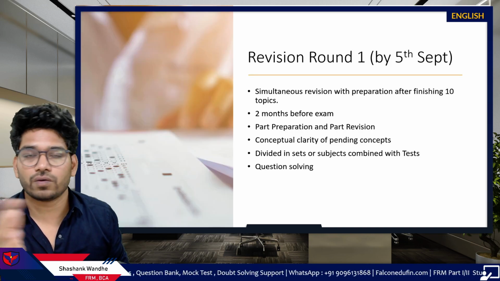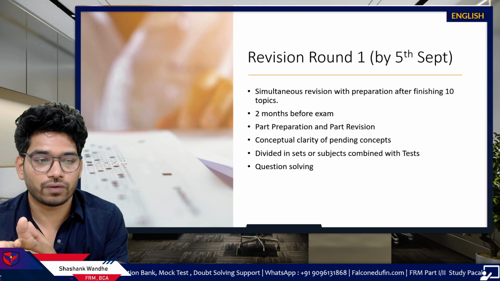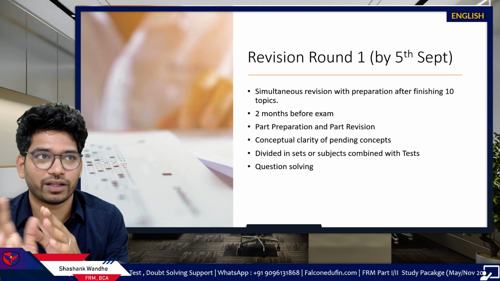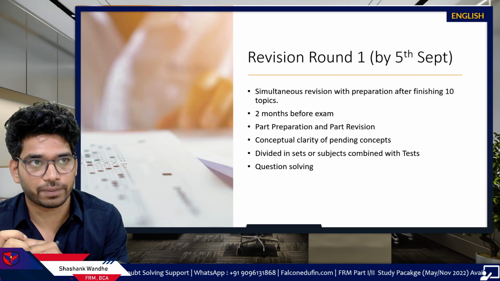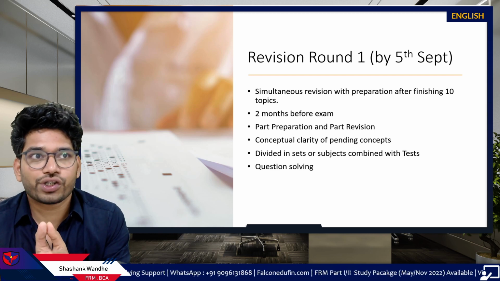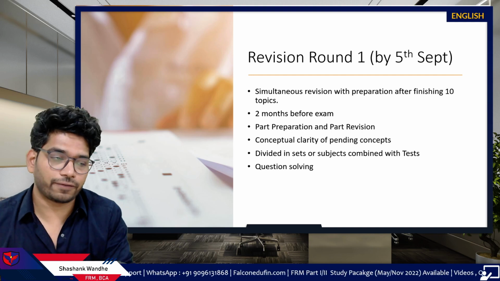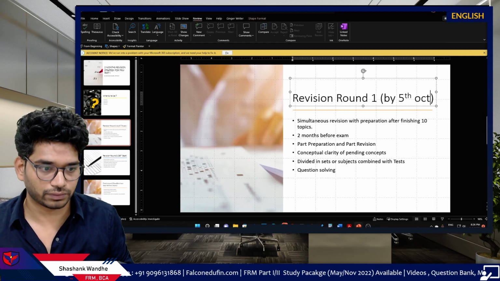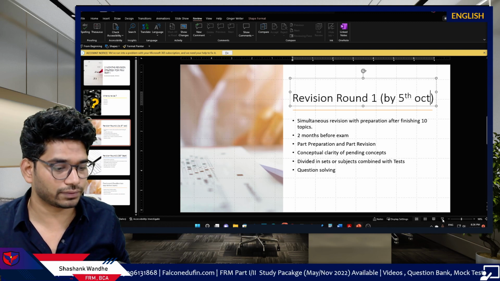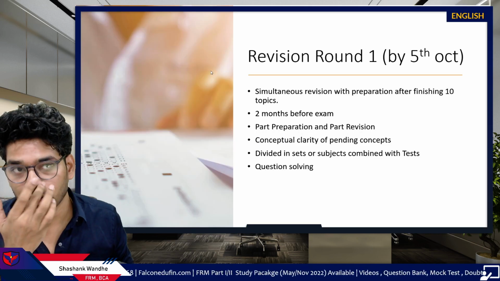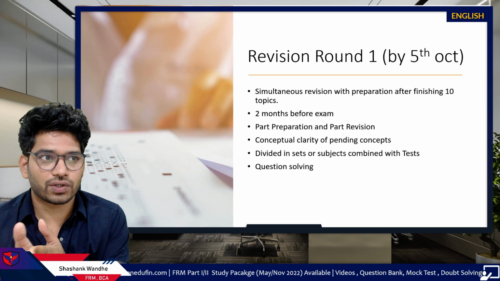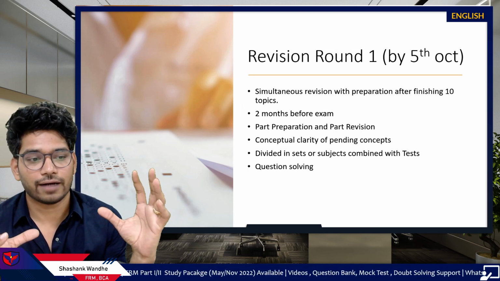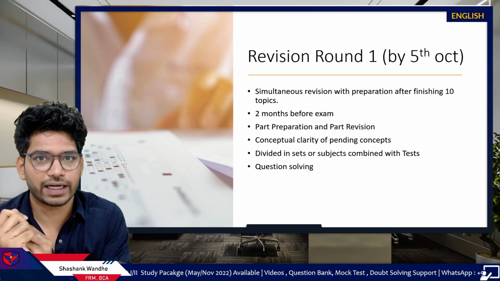Revision round 1. You must finish this revision round 1 by 5th of, the dates are wrong, it should be the 5th of October, not September. Just a second, I'll fix this. Okay, 5th of October. Standing today, it is 1st of August, so from 1st of August till 5th of October, you have approximately 35 days.